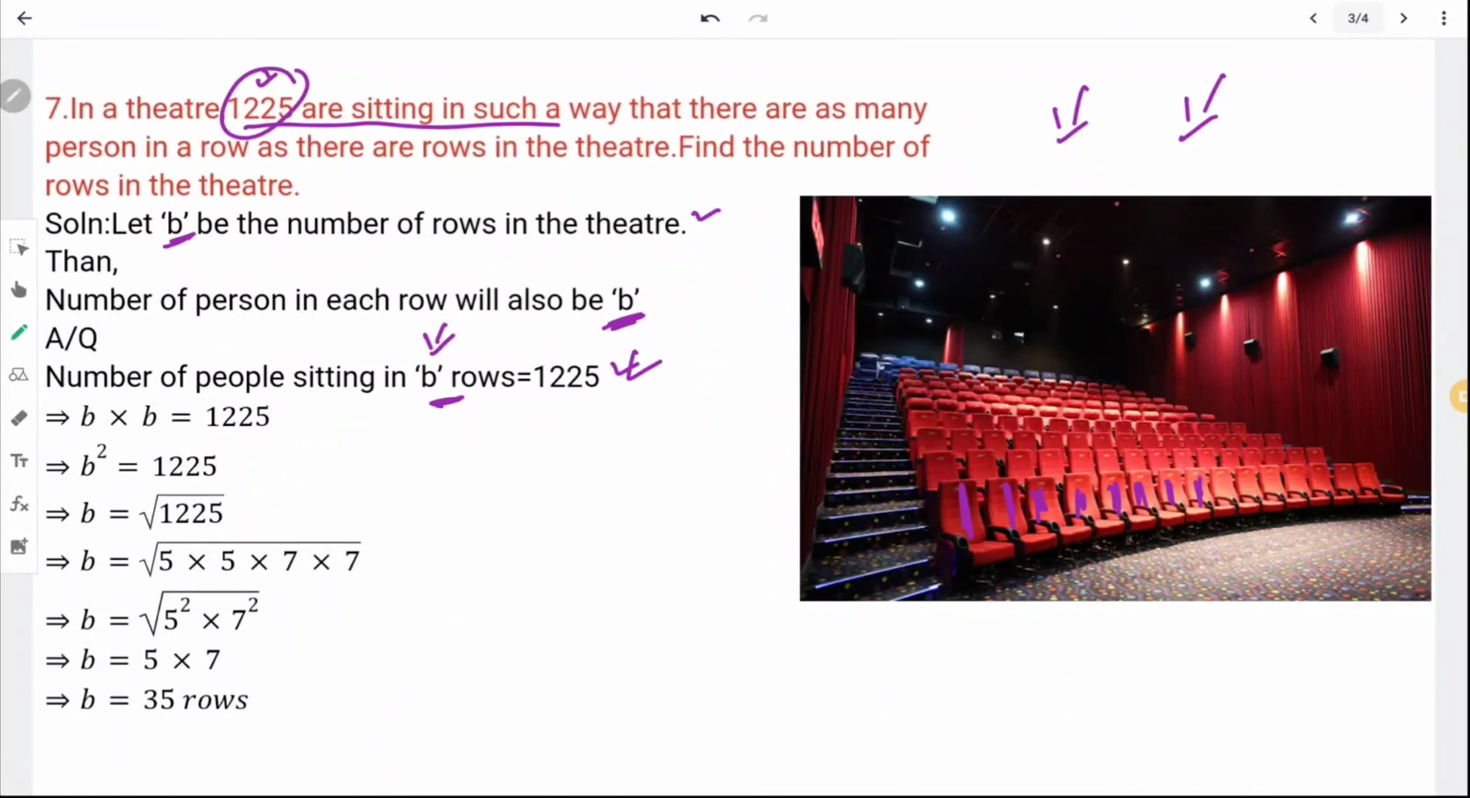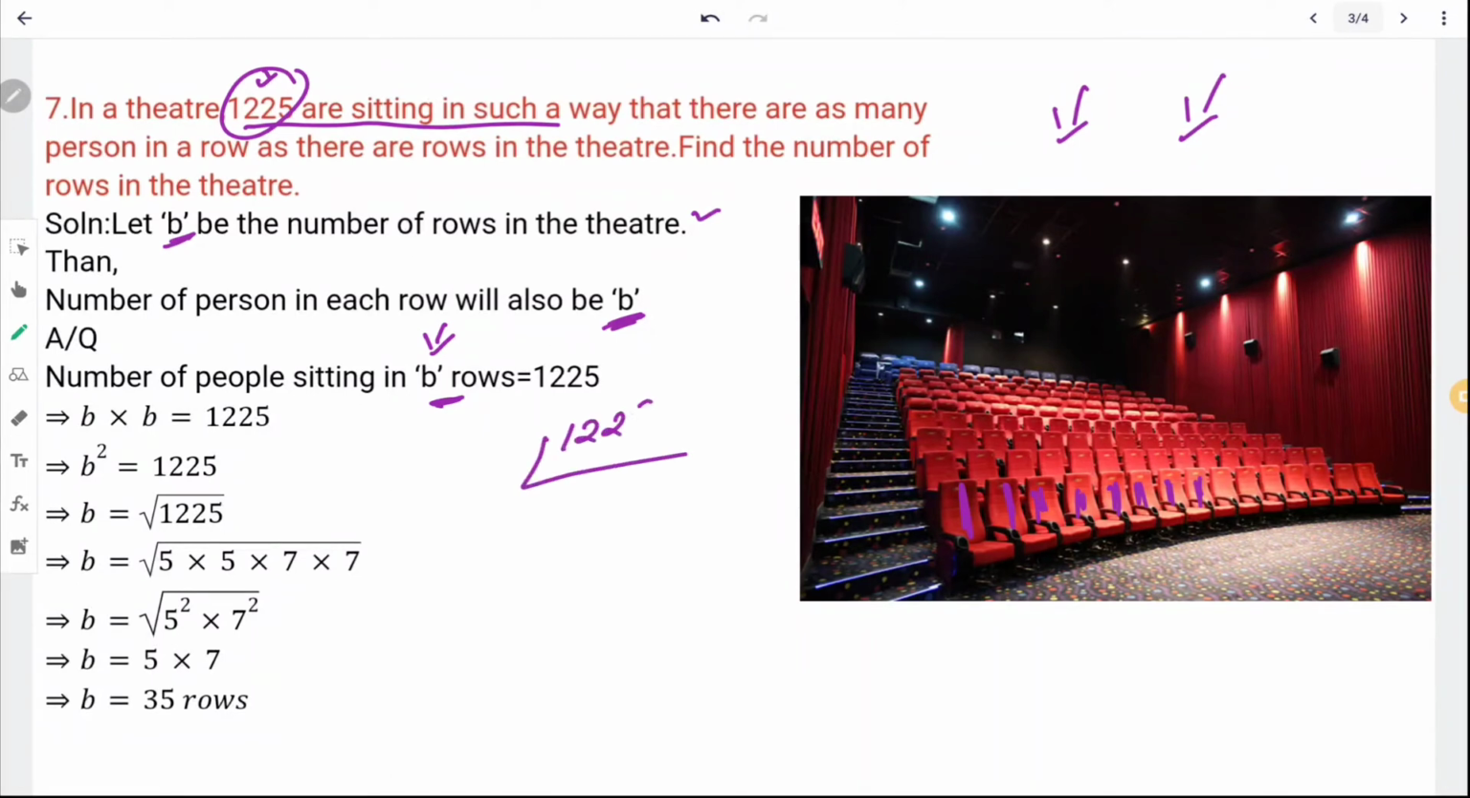When you look here, of course you can do it by addition, but doing it through square roots is so much easier. So the number of rows and the number of people sitting are both B and B. Then B into B gives B square, so I'll send the square to the other side. We're going to have root of 1225. Now let's find all the factors.